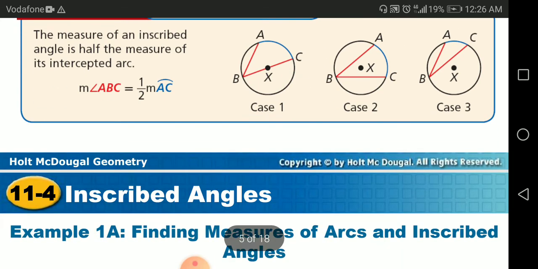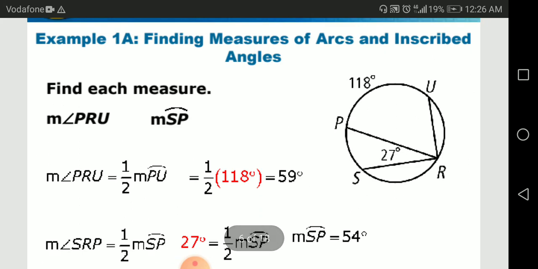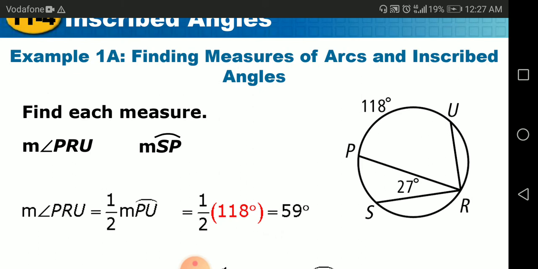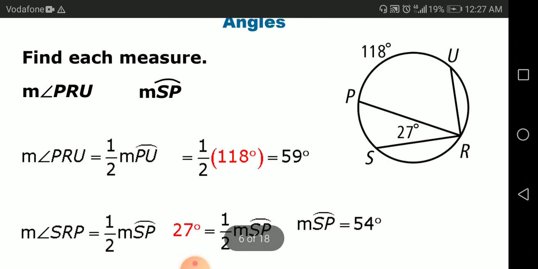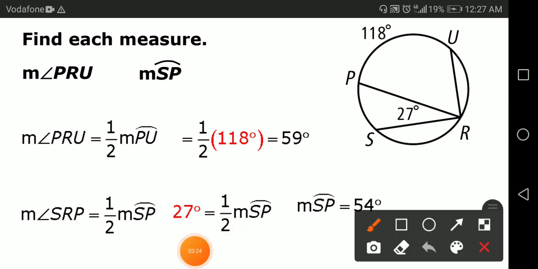Okay guys, let's have some questions to make sure we understand this. Find the measure of arcs and inscribed angles. So find each measure here. We have two things: the measure of angle PRU, and arc SP.